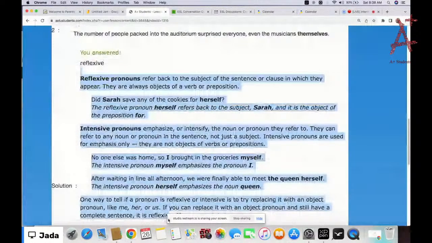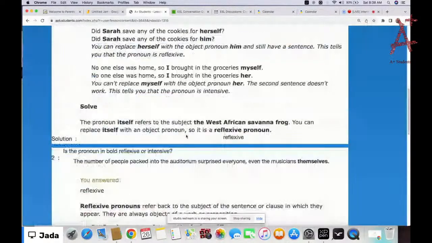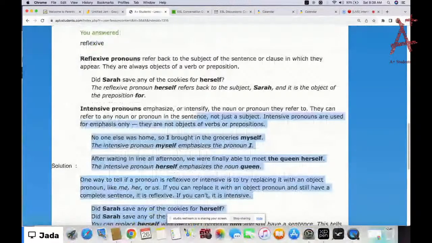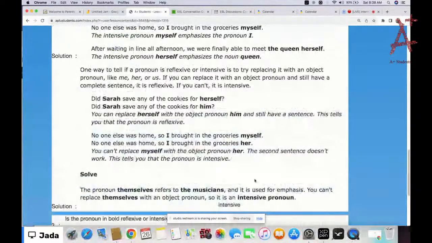Okay, let's look for a sentence that is intensive. The number of people packed into the auditorium surprised everyone, even the musicians themselves. Okay, so now is this reflexive or intensive? So if you remove themselves, it says here that the pronoun themselves refers to the musicians and it is used for emphasis. You can't replace themselves with an object pronoun, so it is an intensive pronoun.